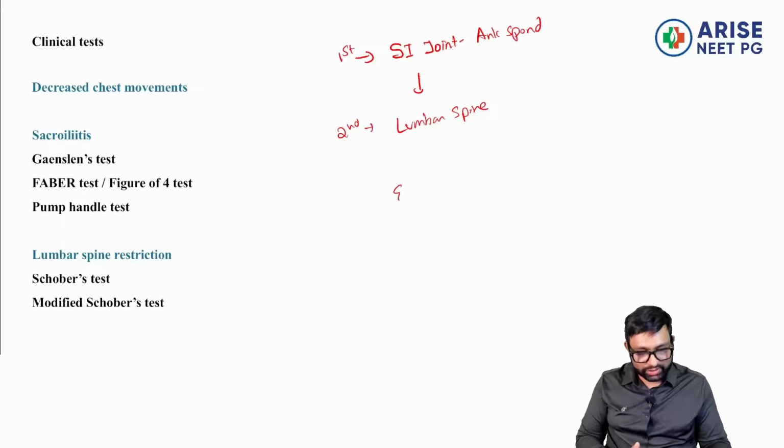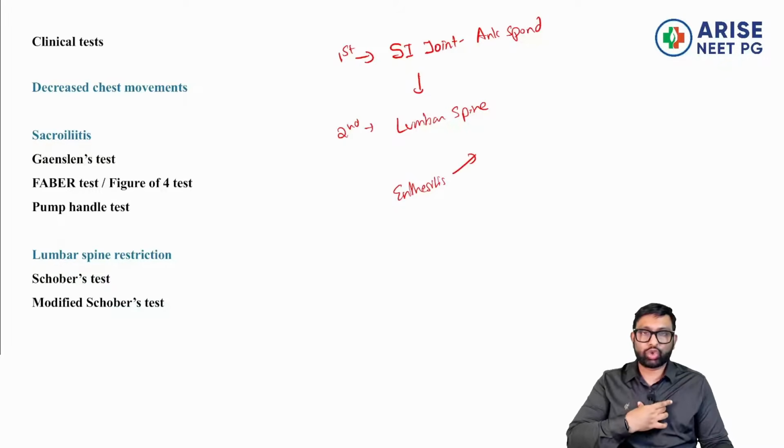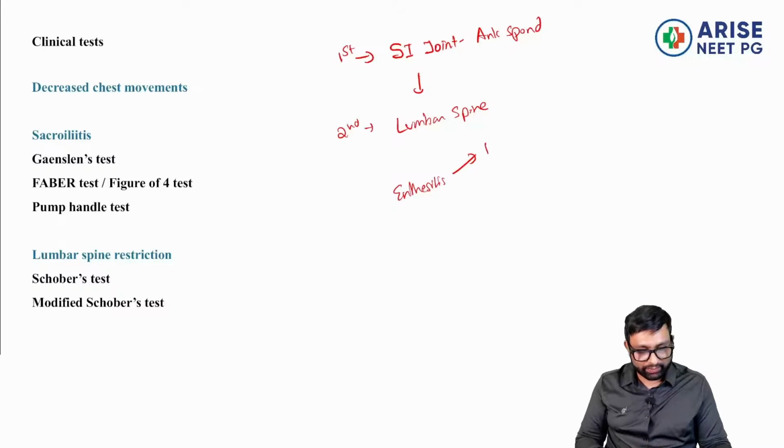It also causes enthesitis in different areas. It can cause enthesitis along the costovertebral junction. So here it can cause a problem in which patients will have decreased chest movements because of costovertebral inflammation, or patients will have heel pain because of this kind of enthesitis.